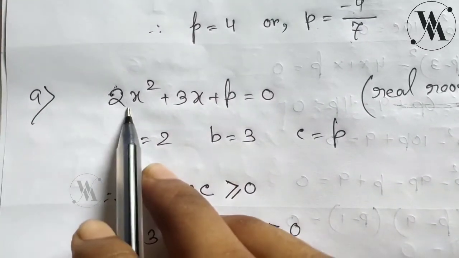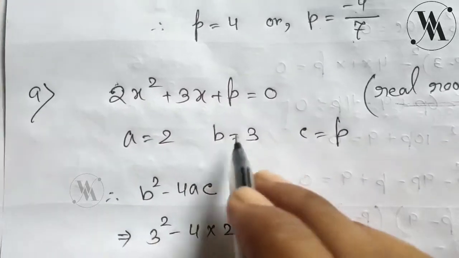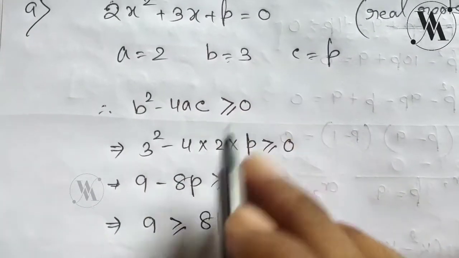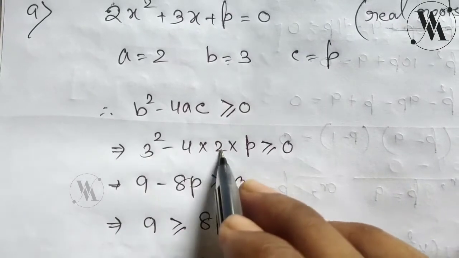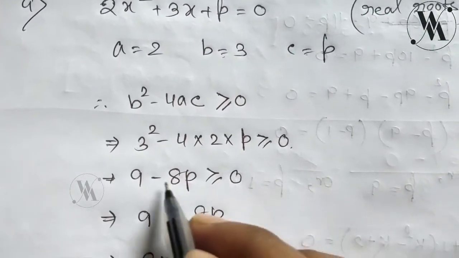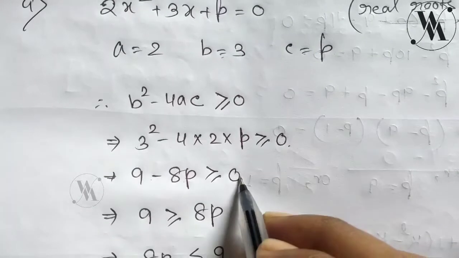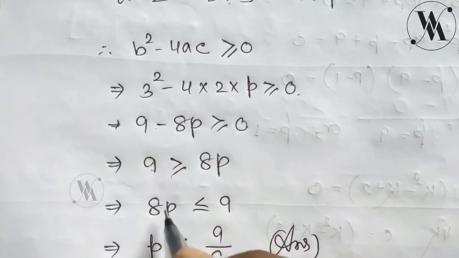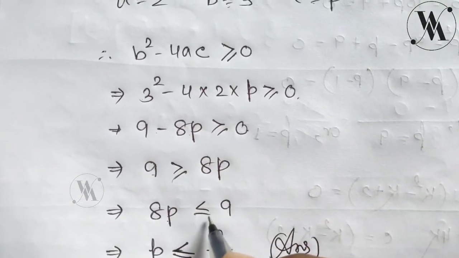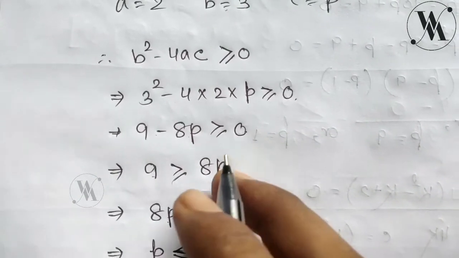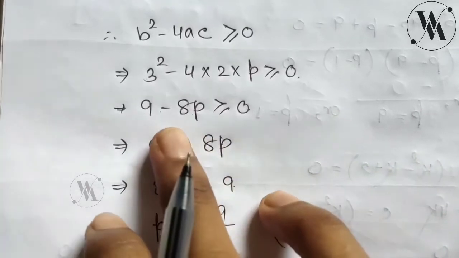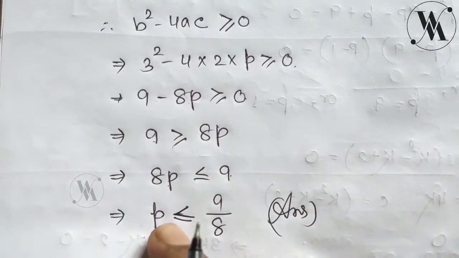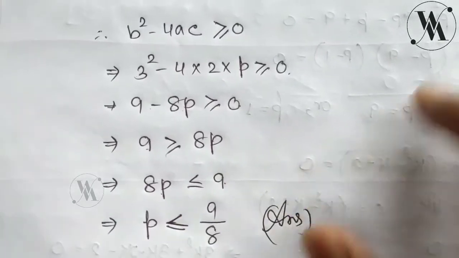So first we compare this equation: a equal to 2, b equal to 3, and c equal to p. So as b square minus 4ac greater than or equal to 0, that means 3 square minus 4 into 2 into p greater than or equal to 0. So 9 minus 8p greater than or equal to 0. So 9 greater than or equal to 8p. Now 8p less than or equal to 9, so p is less than or equal to 9 by 8.